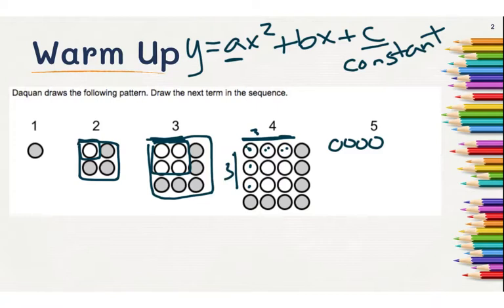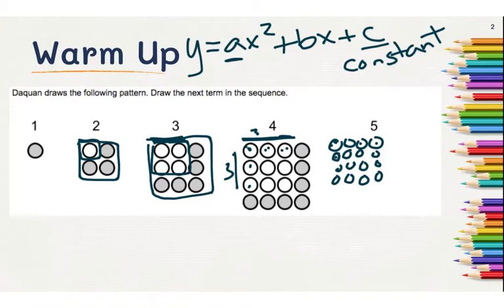So here I'm going to have 4 on the top. 1, 2, 3, 4. And 4 on the side. So the top one counts again. 1, 2, 3, 4. And I'm just going to fill in that square. So this is a 4 by 4 square, which means I will have 16 circles because 4 squared is 16.